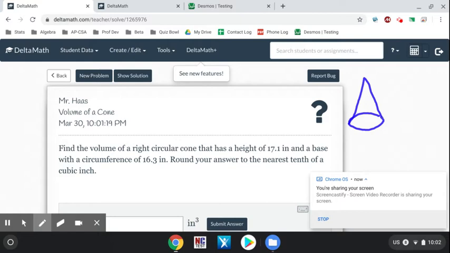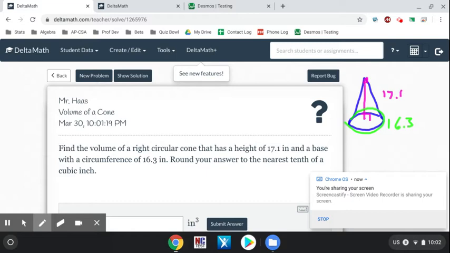And it tells you that, in this case, the height of this thing is 17.1. So in other words, if I went straight down from the top, making a right angle with the base, that would be 17.1. And it also tells me the circumference of the base. So in other words, if I was taking this base and going all the way around, it would be 16.3.